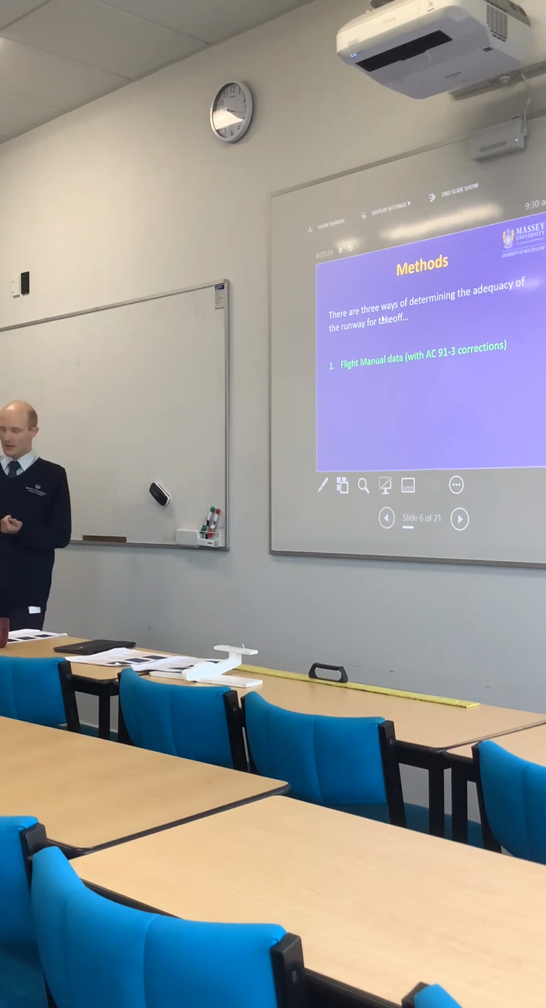So flight manual data might be in the form of a P-chart, which we'll have a look at shortly. It could be a series of tables, and when you start flying the DA42, you'll see it has a series of tables with different factors that you can use to determine the takeoff distance. The flight manual may even specify a given distance for takeoff based on certain standard conditions, to which we then have to apply correction factors. And that's what is meant by Advisory Circular 91.3 there, which I'll show you very shortly.